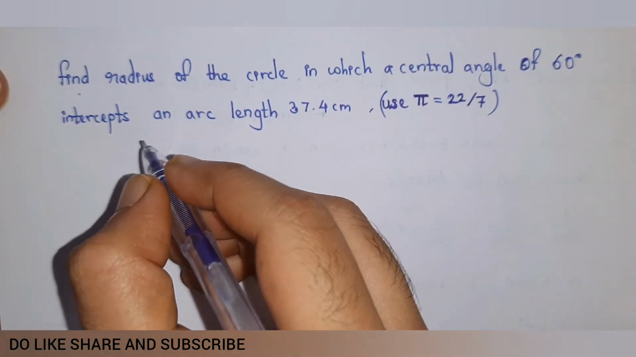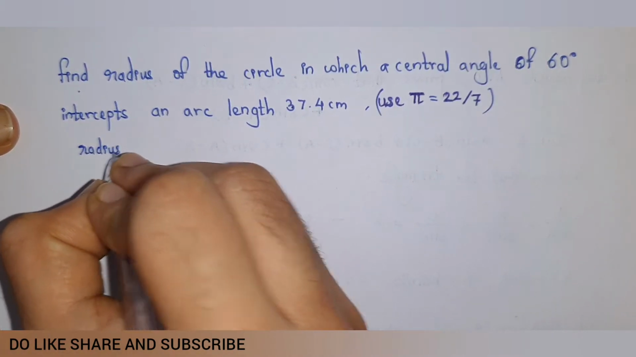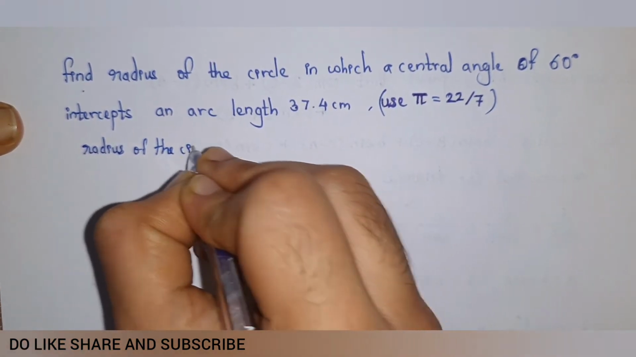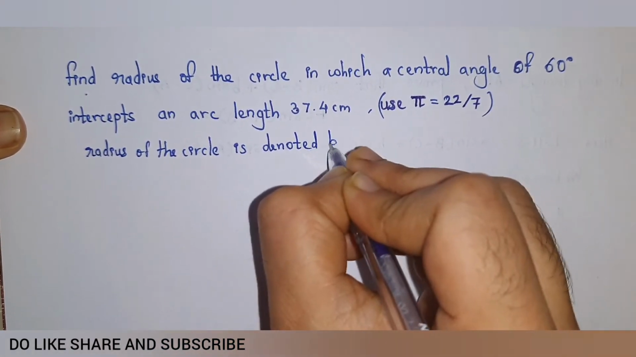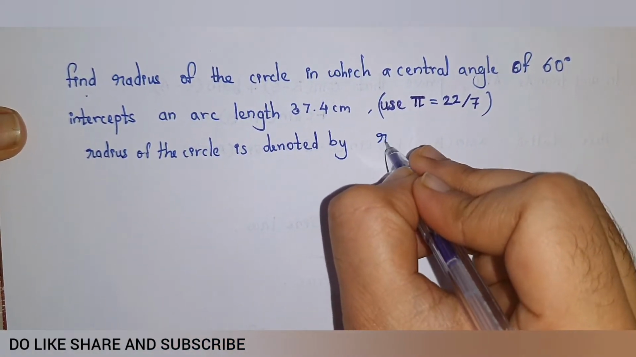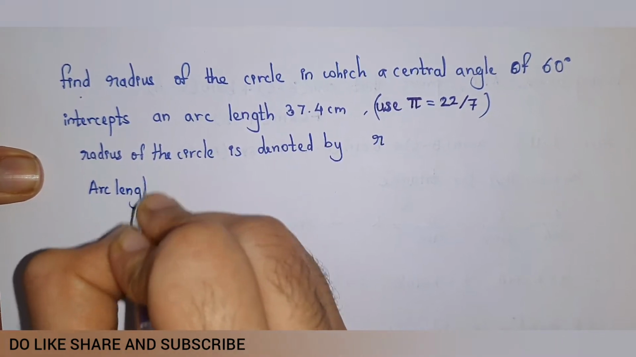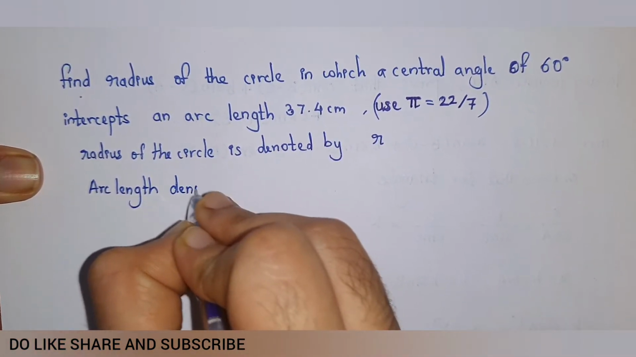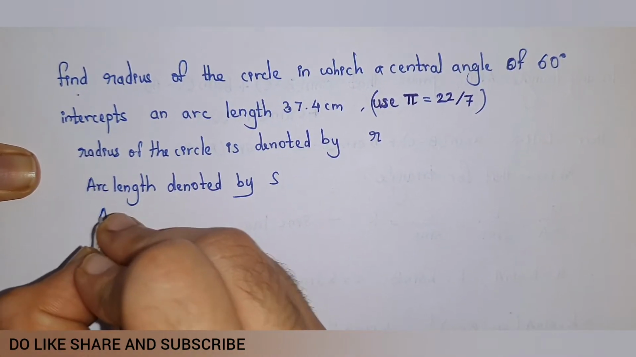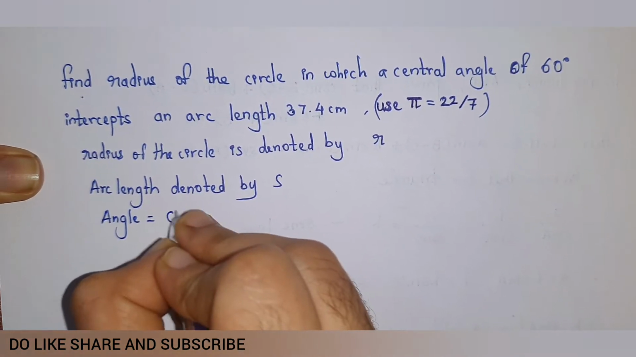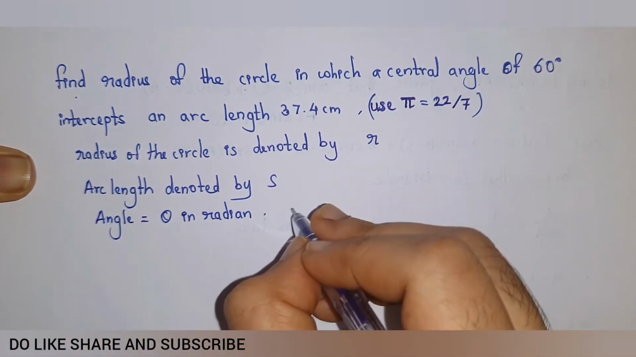Now we know that the radius of the circle is denoted by r, and arc length is denoted by s, and angle is denoted by theta, that is in radian, and we have given in degrees.